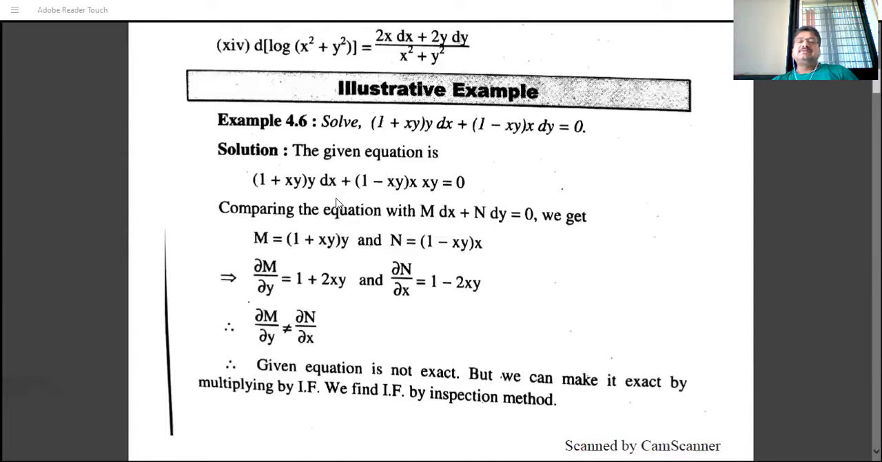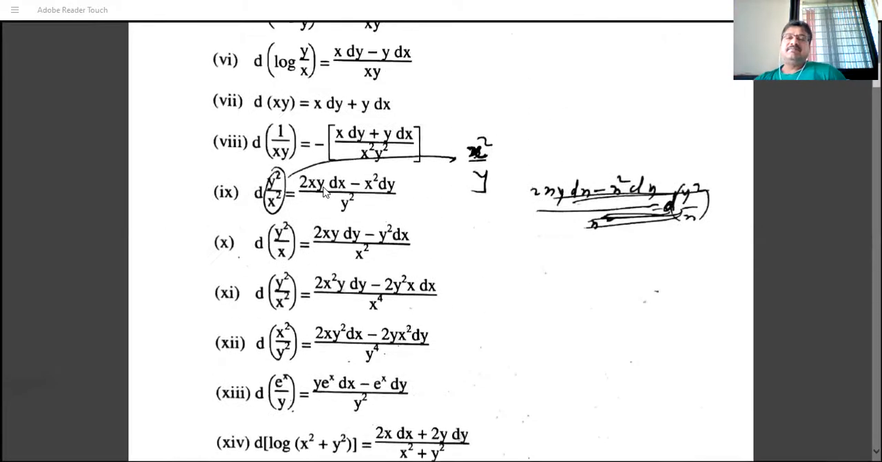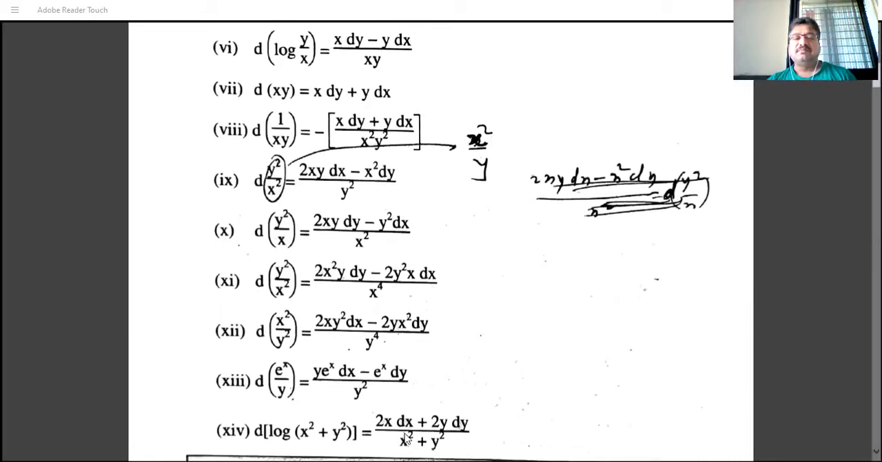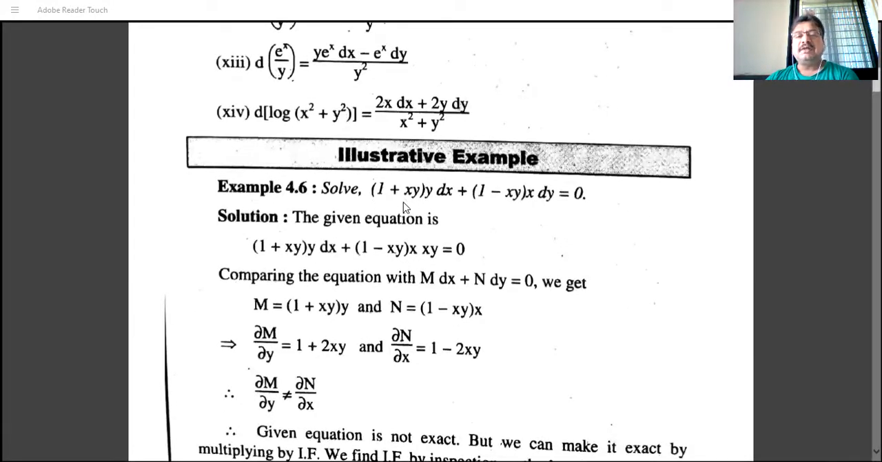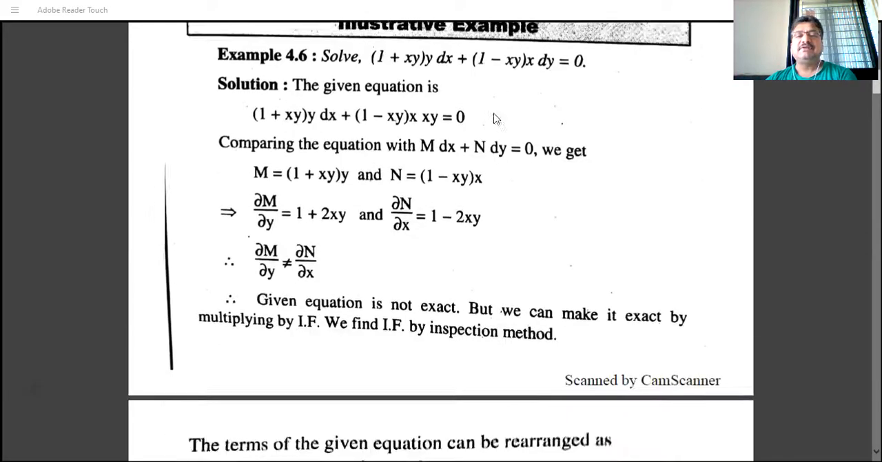So there are some examples on these tricks. Use these tricks or rules to obtain the integrating factor by inspection method. Here are some examples of that type. Solve (1 plus xy) y dx plus (1 minus xy) x dy is equal to 0. So the given differential equation is this.